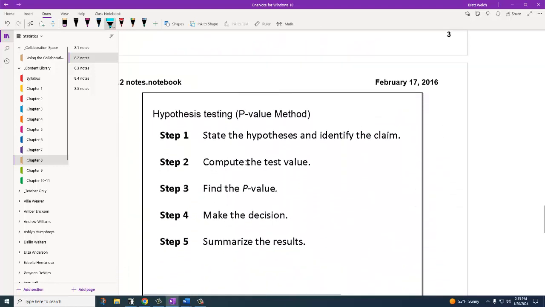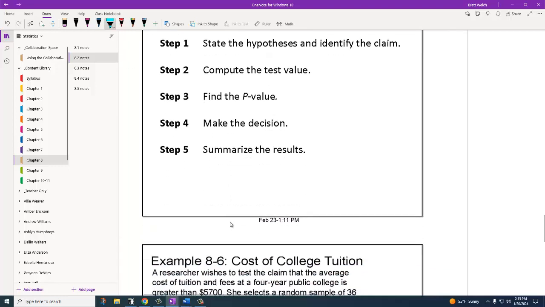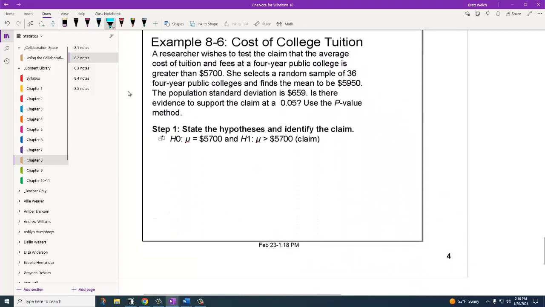This test value here is going to be what we calculate in the calculator, and we're going to use it based on alpha. The p-value is our value that the calculator is going to produce for us, and we'll make a decision and deal with the results. So here's another example problem. This time we'll use the p-value method in our calculator, and I'll show you how it saves a bunch of time.